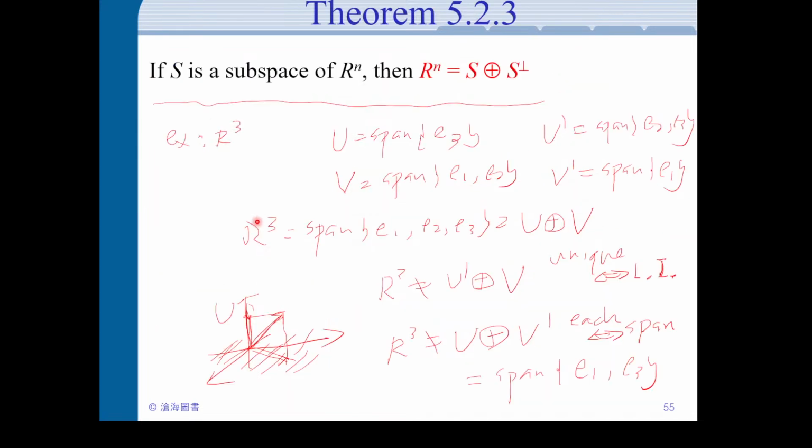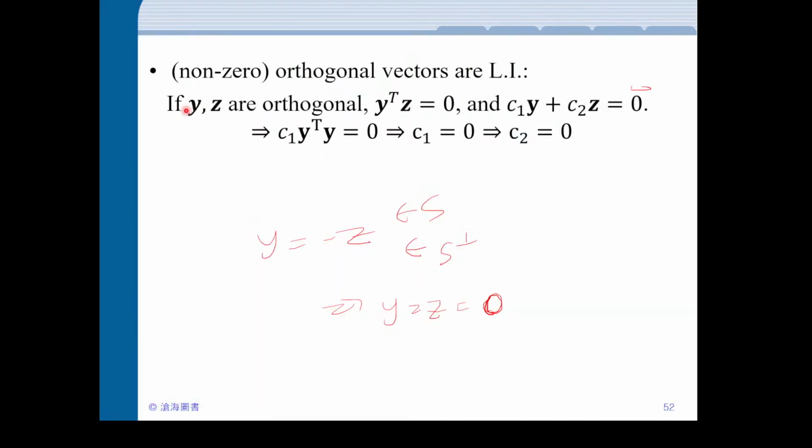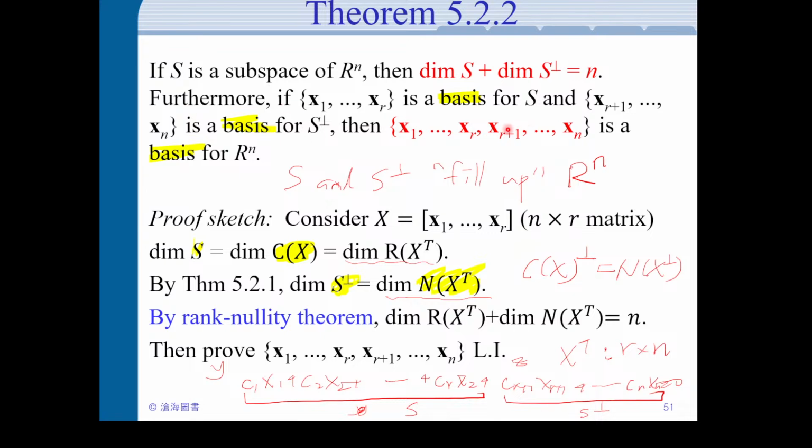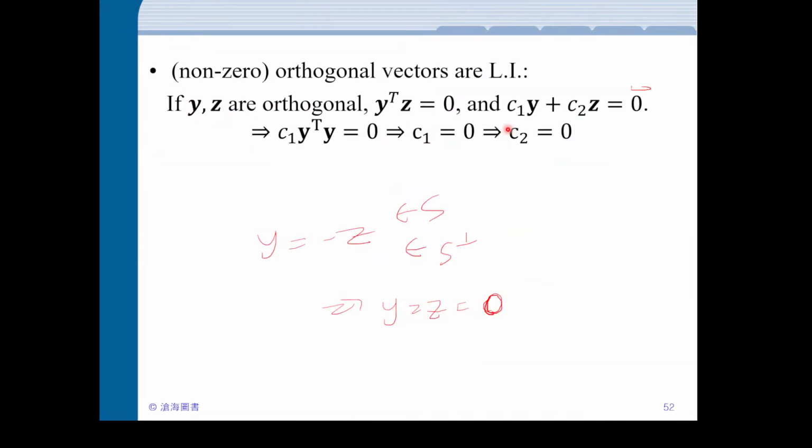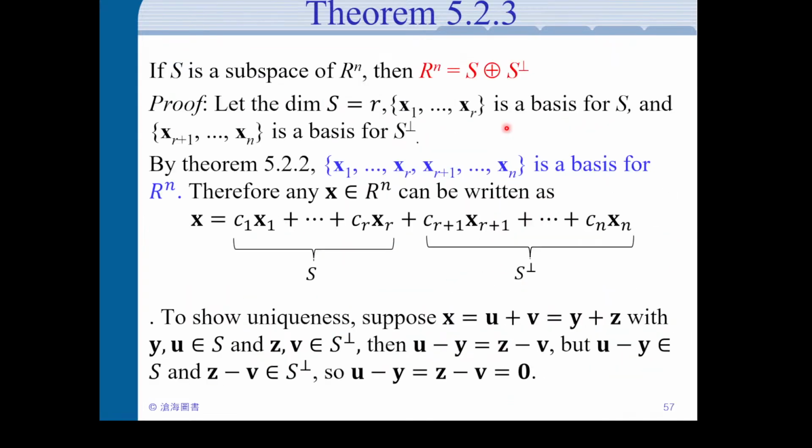Okay, then finally we can prove our theorem. This is another thing we say about the direct sum, and then finally we can state our theorem. Back in Rn, we have any subspace and its orthogonal complement, and then their direct sum is the whole space. As we said, this basically rewrites the second part of our theorem 5.2.2. Okay, let's see the proof.